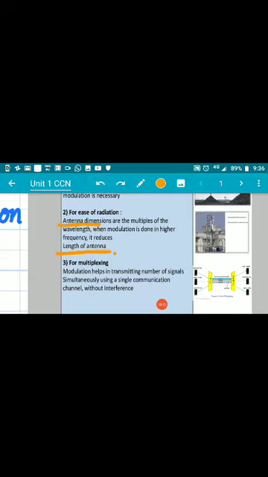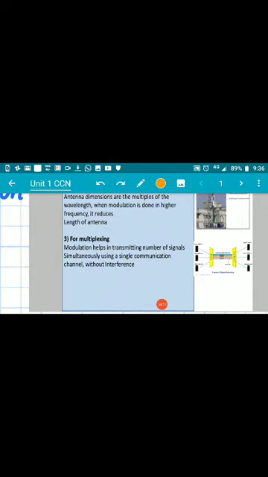Hence, when modulation is done at higher frequency, it reduces the length or dimensions of the antenna. The dimensions of the antenna are reduced when we make use of modulation. So that is why modulation becomes a very important point over there.